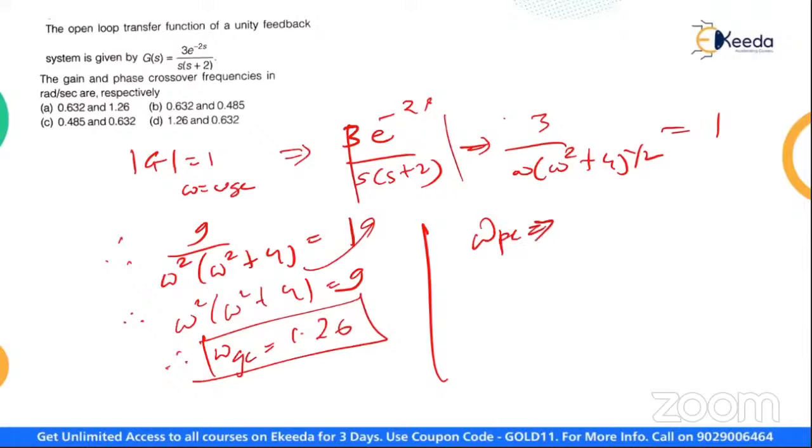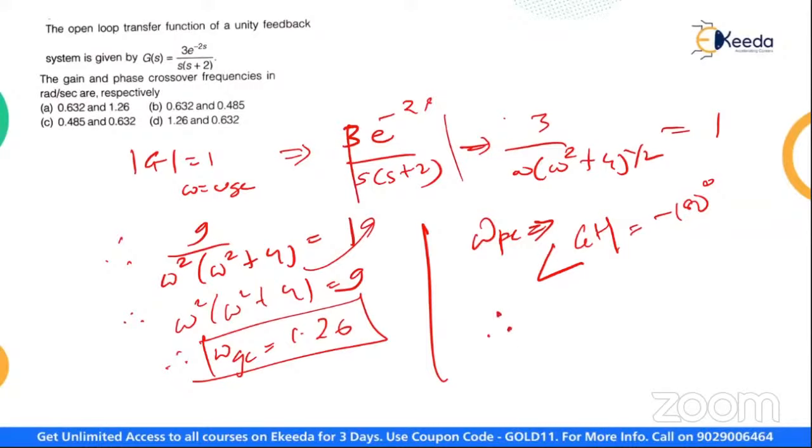What will be your omega PC, the phase crossover frequency? For that, angle of GH equal to minus 180 degrees is nothing but omega PC. Whenever the angle of the open loop gain is equal to minus 180 degrees, you are going to get omega PC. So angle of GH is equal to minus 180 degrees.